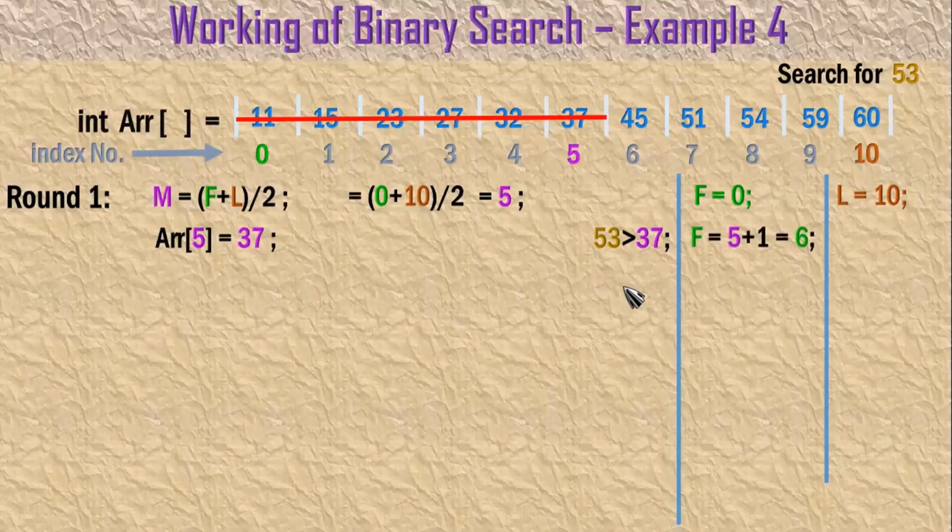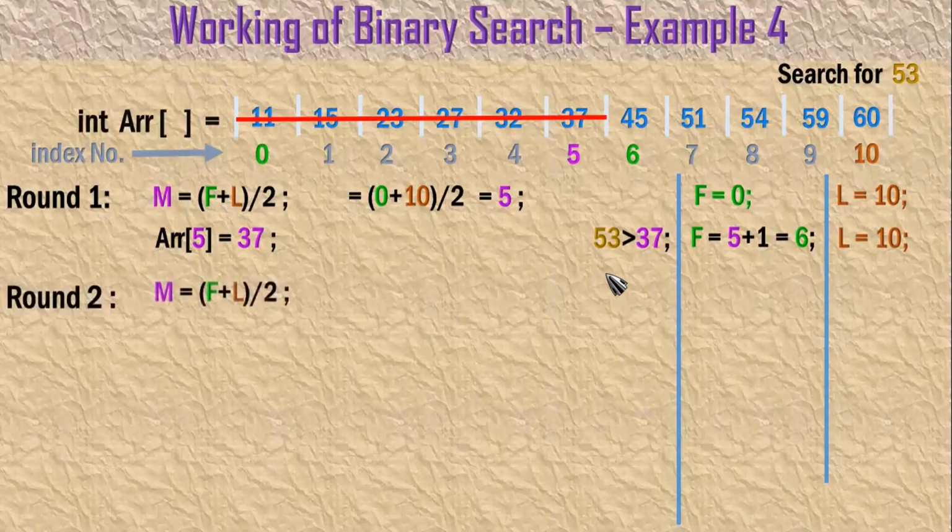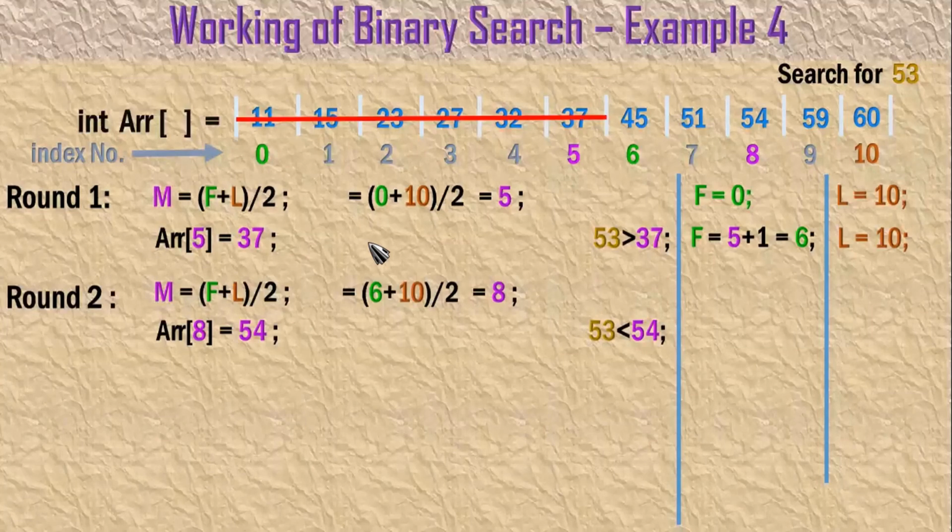The first index becomes middle index plus 1. The last index remains the same. Now at round 2, (6 + 10) by 2, it becomes 8. At index 8, 54 is available. 53 is lesser than 54. So the second half will not get searched. Now the first index remains the same. The last index is middle index minus 1.